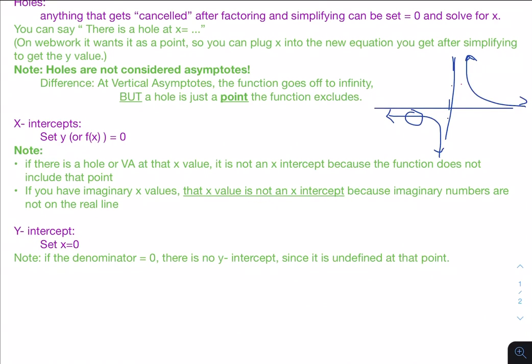For the y-intercept, you want to set x equal to 0. And if the denominator is equal to 0 after you plug in x, then there is no y-intercept, since at that point it is undefined.